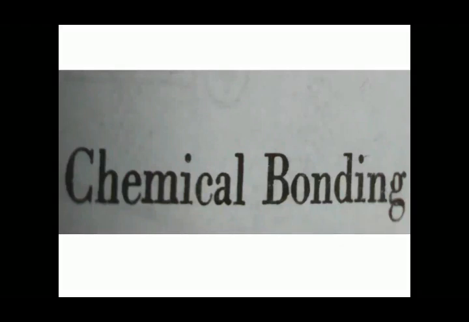Hi students, in this class we are going to study the valence bond approach, that is the valence bond theory, types of overlapping and orbital diagrams, sigma and pi bonds. First we are going to study the valence bond theory. The nature of the covalent bond can be explained by the valence bond theory.